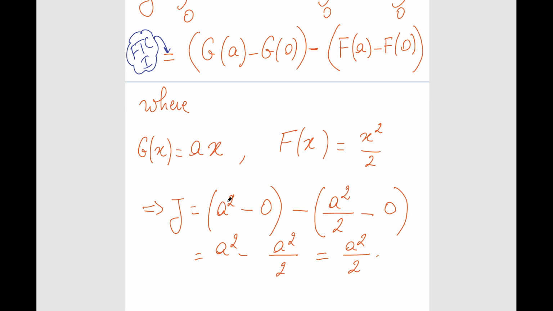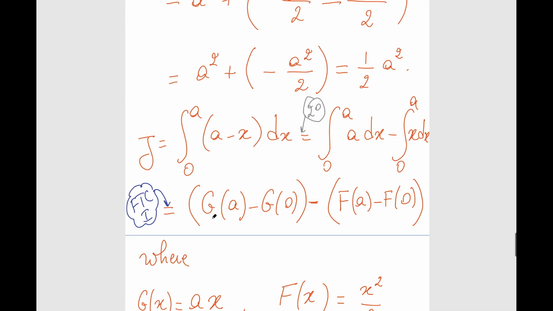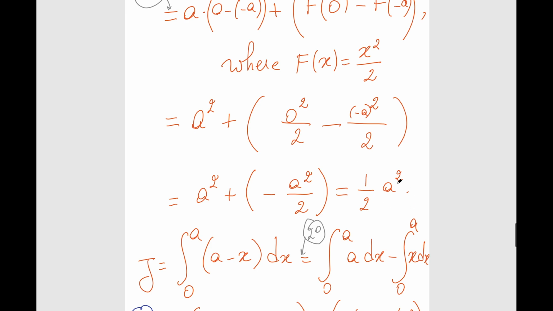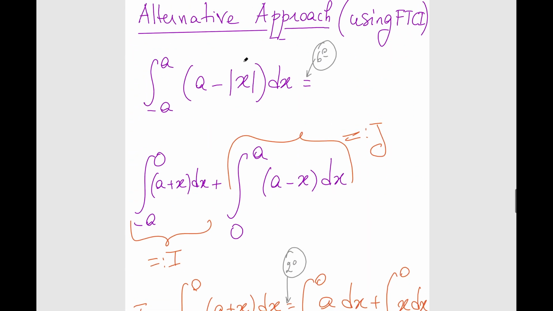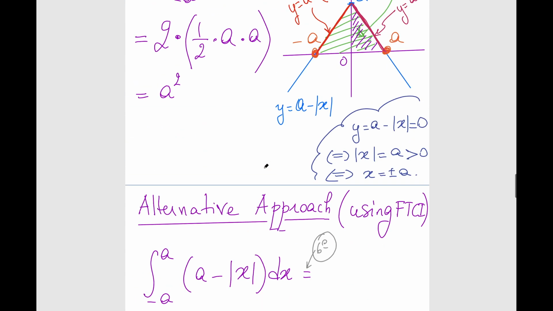Okay, so j is the same as I. This was I, right? So at the end of the day, what's this integral then? It's I plus j, which is half a squared plus half a squared. The sum is going to be a squared, as found before.